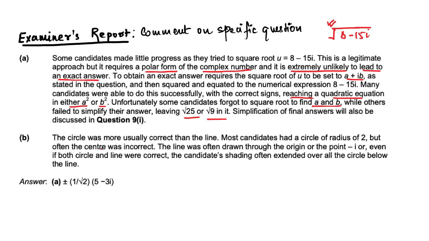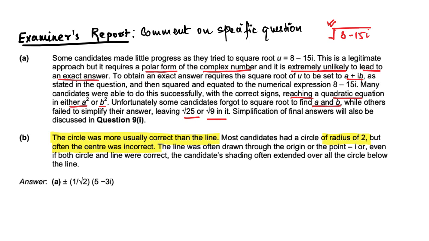Okay, in the second, the circle was usually correct rather than the line, meaning most of the students were comfortable with the circle part, but the line was difficult. Most of the students had a circle of radius 2, but often the center was incorrect. So it is very important that we mark the proper center.